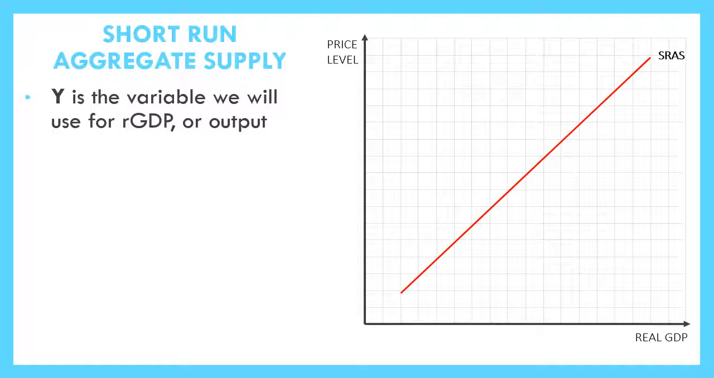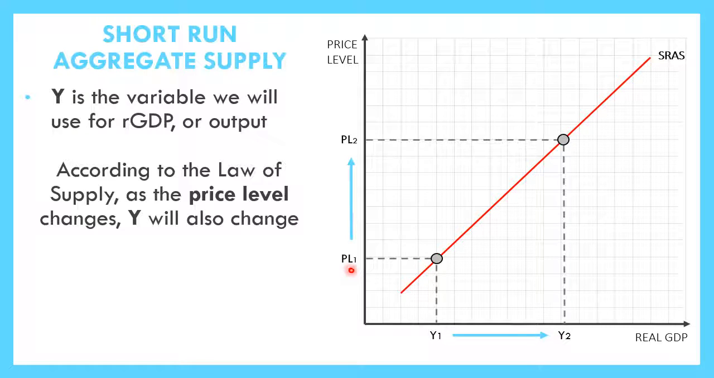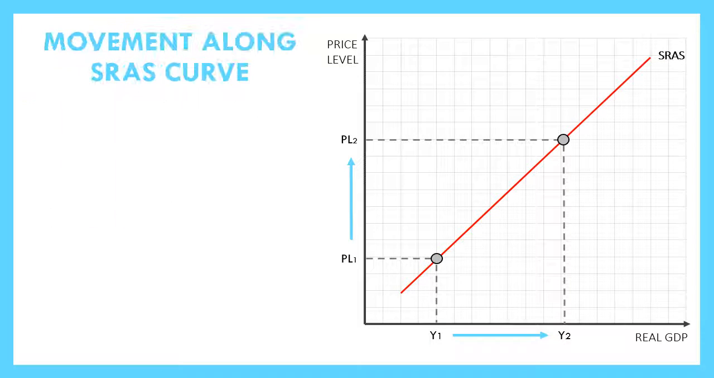Now, again, Y being our variable for real GDP, we notice that if we're at price level 1 here, which is at our output of Y1, and we see a change in our price level, according to that law of supply, as the price level changes, Y does too. And according to our law of supply, as the price level rises, so will our real output, our real GDP. That Y increases from Y1 to Y2 as our price level increases from PL1 to PL2.